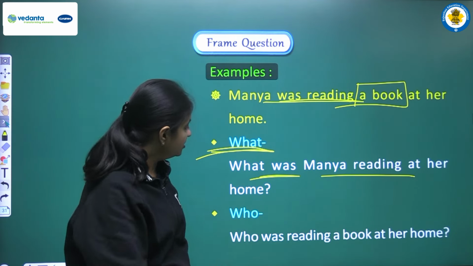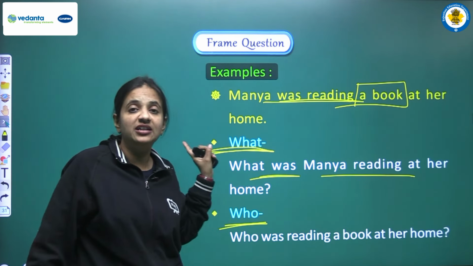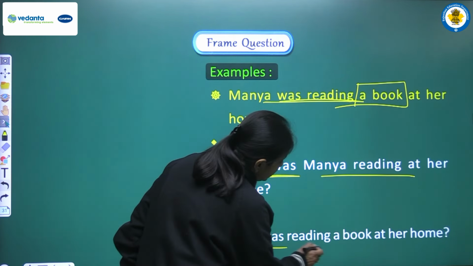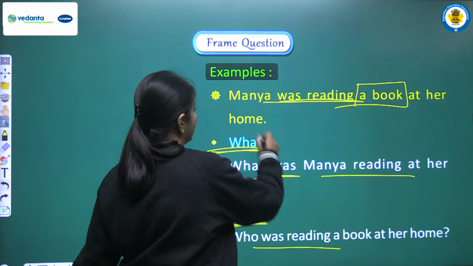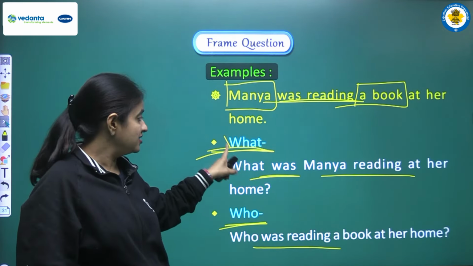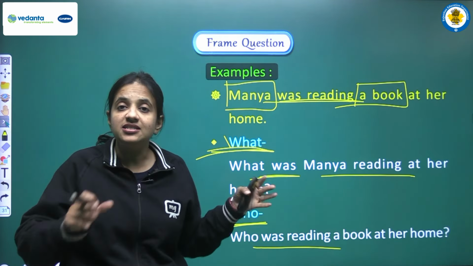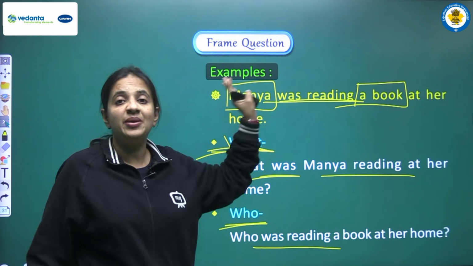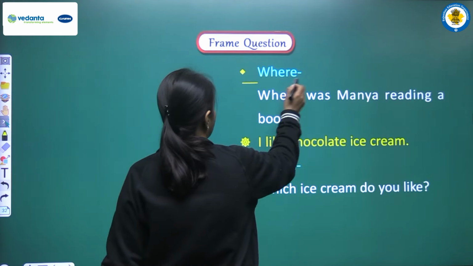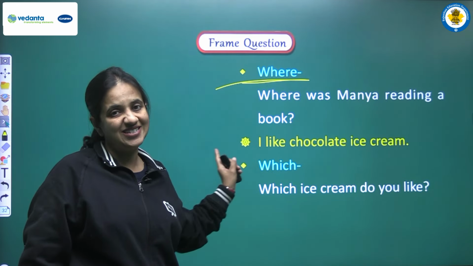Clear? Next we have to make a question using who. The same answer statement we have to use, but the WH word now is who. So now the question will be who was reading a book at her home, and what is the answer? Who was reading? Manya was reading, okay? So now the answer is Manya. The answer of what is a book, the answer of who is Manya. So just skip the answer word and use the remaining part in your question. Okay. Next we have to use where. Now the answer statement is the same, but now we have to frame a question using where. So let's see how we can make it.